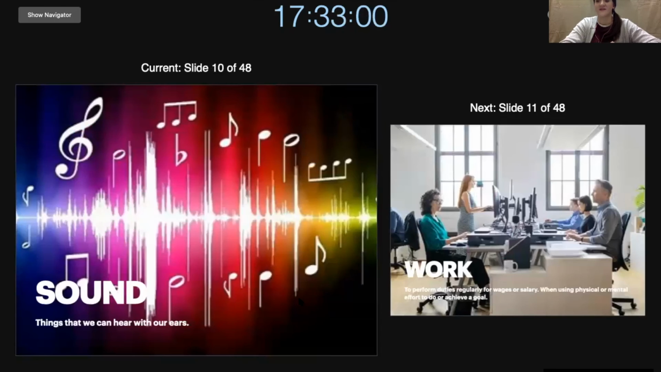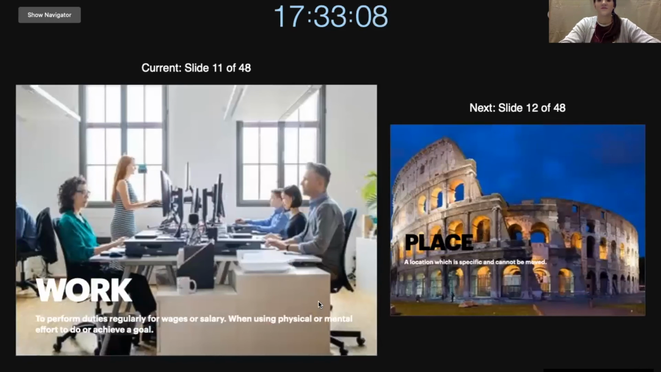Then we have sound. So as you are listening to me, you are hearing my voice. That is sound. We also have work. Work refers to perform duties regularly for wages or salary, so money. We are using physical or mental effort. So you are doing something with your body, moving around, or you are thinking and mentally active.